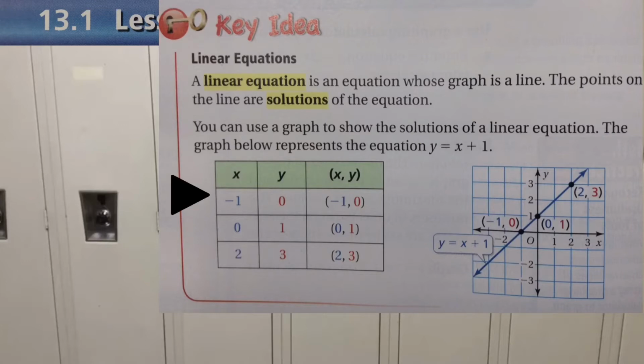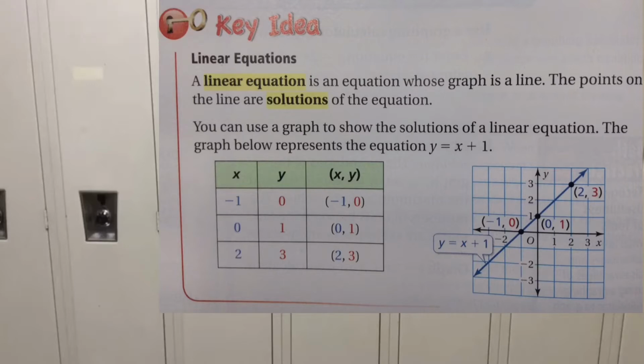If you put -1 in for x, looking at our equation, that would make it -1 plus 1, which is 0. So y would equal 0. If we put 0 in for x, then y equals 0 plus 1, which is 1. And if we put 2 in for x, then y equals 2 plus 1, which is 3. That gives us our three ordered pairs: (-1, 0), (0, 1), and (2, 3).